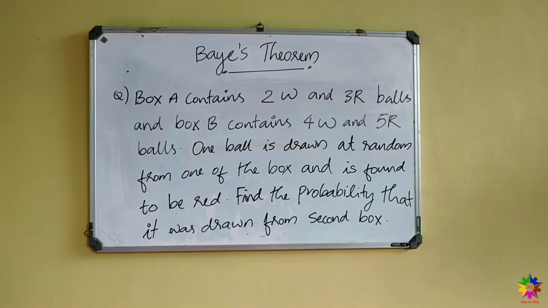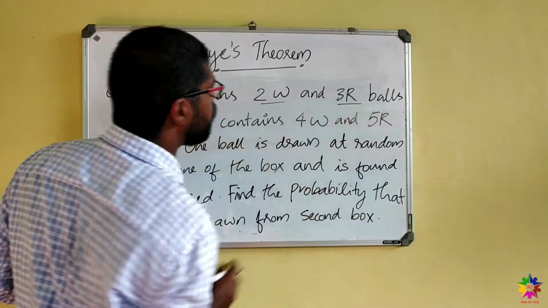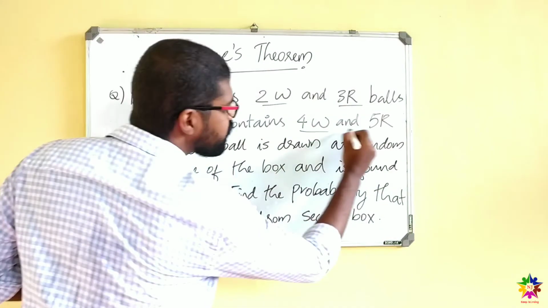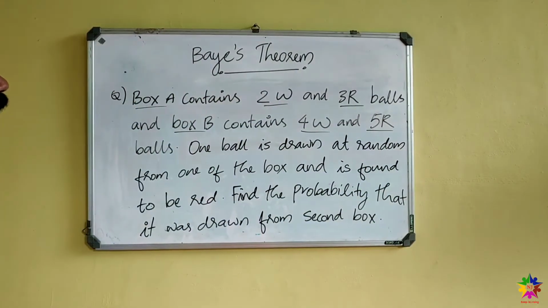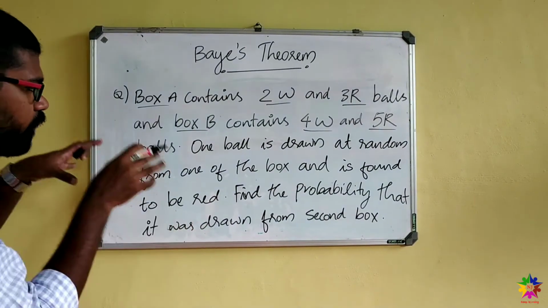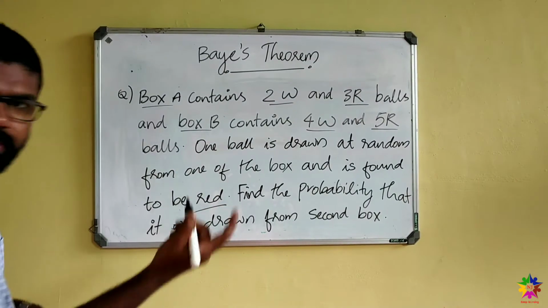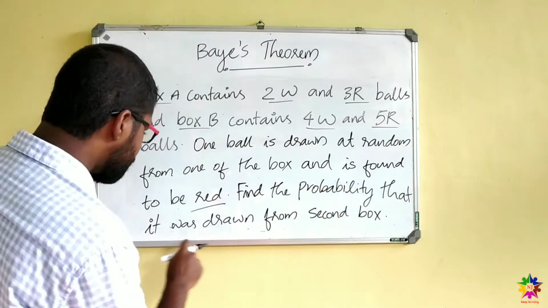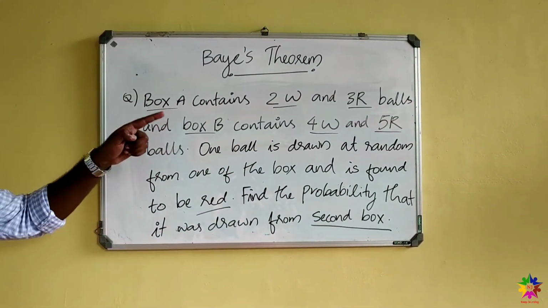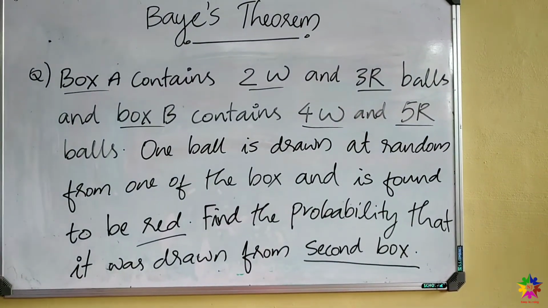Box A contains 2 white and 3 red balls, and box B contains 4 white and 5 red balls. One ball is drawn at random from one of the boxes. We don't know which box, and the ball is found to be red. Find the probability that it was drawn from the second box. So it is not conditional probability, it is Bayes' theorem. Read the question once again.